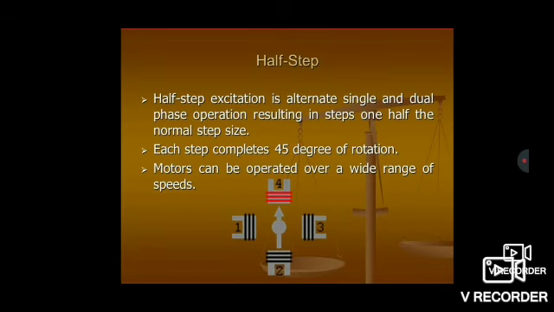Half step operation. For half step excitation, there will be alternate single and dual phase operation, resulting in steps of half the normal step size. Each step completes 45 degree of rotation. Motors can be operated over a wide range of speeds. See the diagram. First we have to give single phase supply, then we have to give dual phase supply. That is excitation.